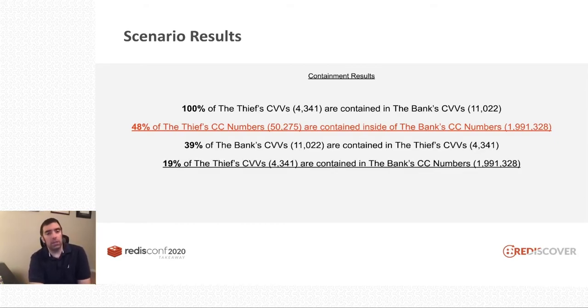And then finally, we get a containment score showing that 19% of the thief's CVVs are contained in the bank's credit card numbers. So this is that wildly different cardinality size kicking in. Now we're looking at a cardinality of 4,000 compared with about 2 million. So this is where you're going to see a false positive come into play. But on the other hand, it gives you a really low containment score. And this is way more than 40 times the size of the other set when we're comparing 2 million to 4,000. So you can reasonably say this is probably a false positive, and we won't even pay attention to it.